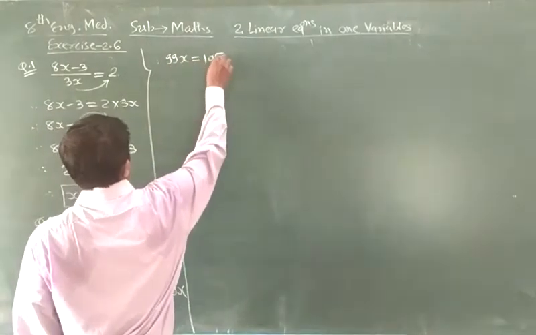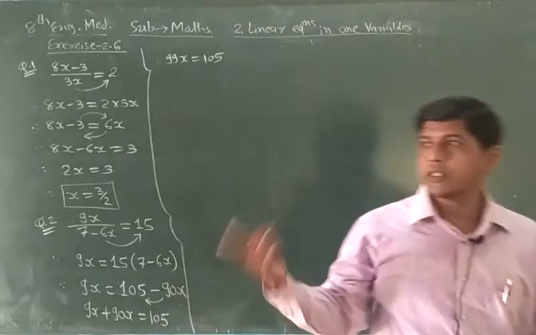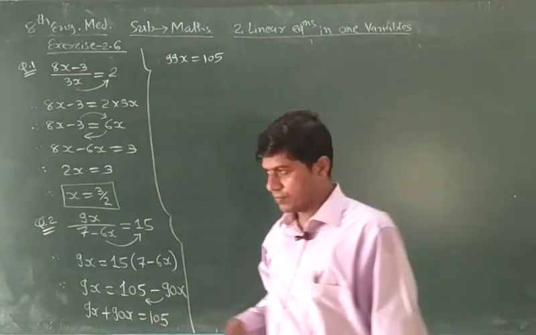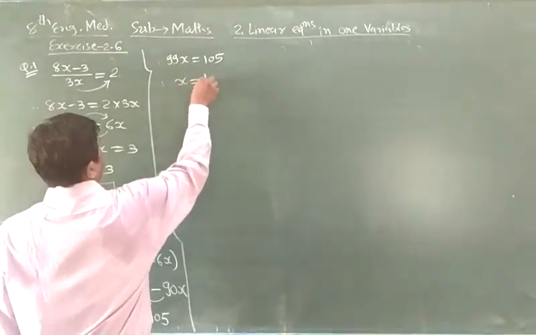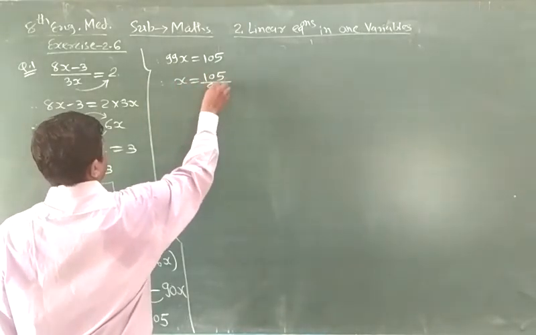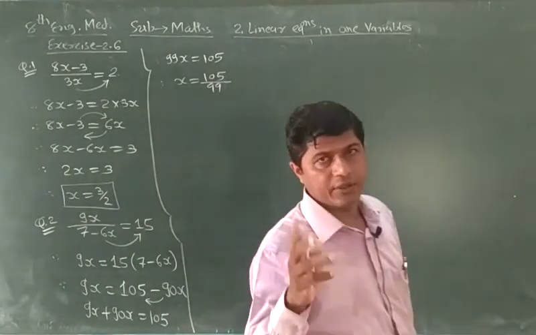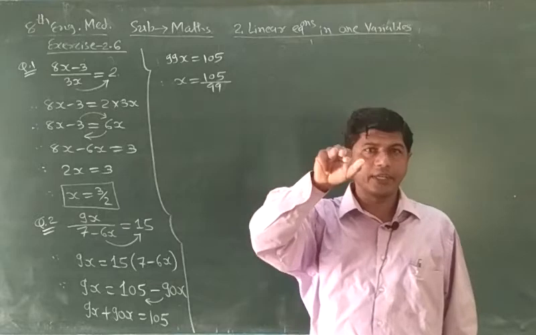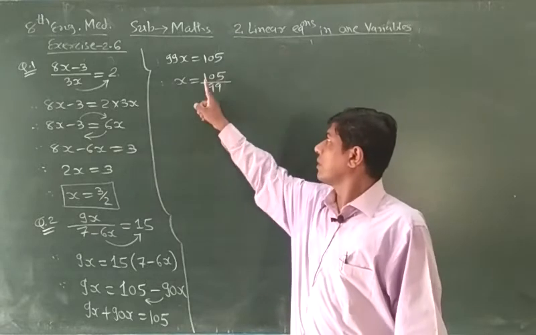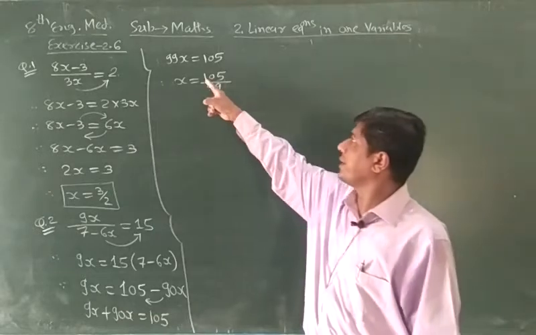X is equal to 105. Okay, so here multiply 99 going this side, so divide. So x is equal to 105 by 99. These two terms divide by 3. Why? You check here. 1 plus 0, 1, plus 5, 6. Vedic math: all the terms addition.